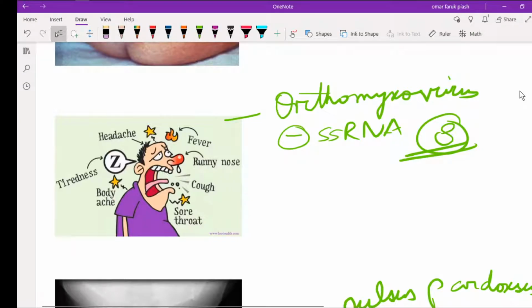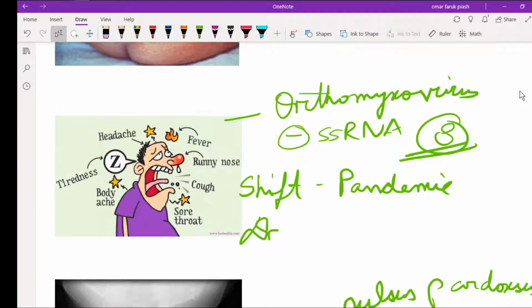Influenza virus can change its characteristics by genetic shift and drift. Genetic shift in pandemics and drift in epidemics. That means in shift there are major changes, a major reassortment of the viral genomic segments, and in genetic drift there is a minor change, a minor mutation in the hemagglutinin or neuraminidase gene.